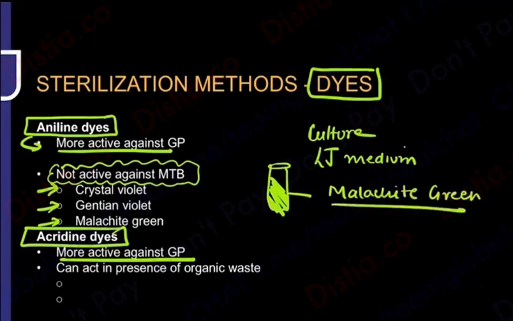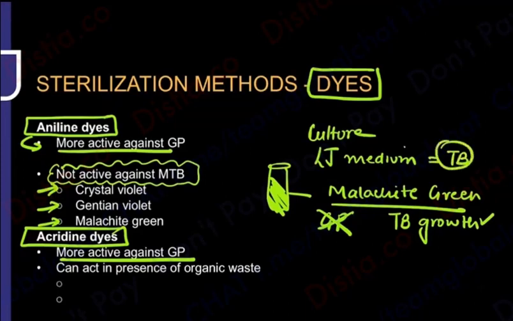I know malachite green will be able to damage all the other gram-positive organisms, but will it allow the TB to grow? Yes, it has allowed TB. TB is allowed to grow, no one else is allowed to grow, and that is what I want. I want LJ media for the growth of TB, and malachite green is serving that purpose. Not only is it allowing TB to grow, but all the others have been told, okay, you can't grow. So all these gram-positives are stopped. That is why in Lowenstein-Jensen media we use malachite green, which is an aniline dye.